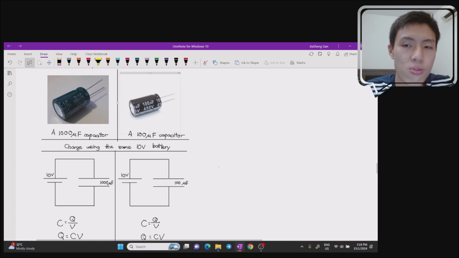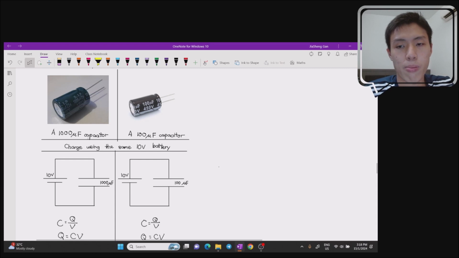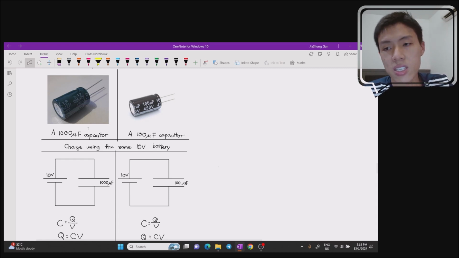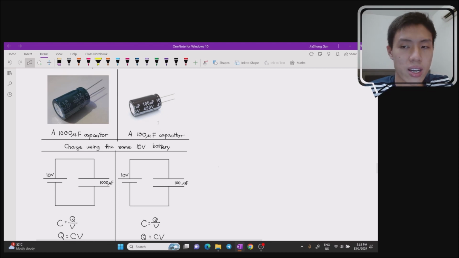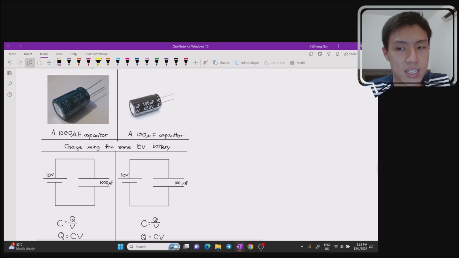On your right here, you have another capacitor which is 100 microfarad. You can see that this one has a maximum voltage of 450 volt. So on the left is a 1000 microfarad capacitor, and on the right a 100 microfarad capacitor. Since 1000 is larger than 100, we know that the capacitor on the left has greater ability to store charge, greater ability to store energy, because it has a greater value of capacitance.